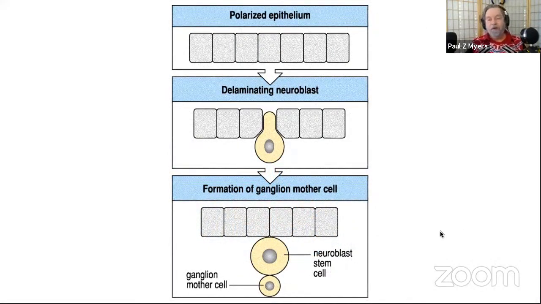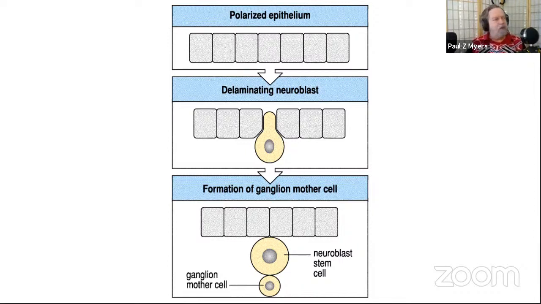Now, how that works is a little bit complicated. So you've got this sheet of cells that are going to form ectoderm, they're going to form glia, they're going to form neurons. And what will happen in the insect is that some of the cells will delaminate. They'll migrate into the interior.